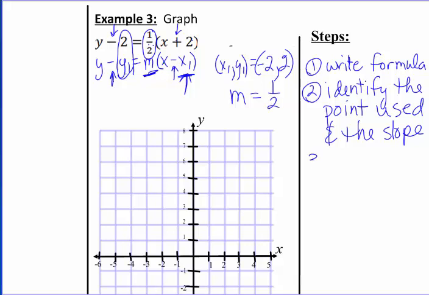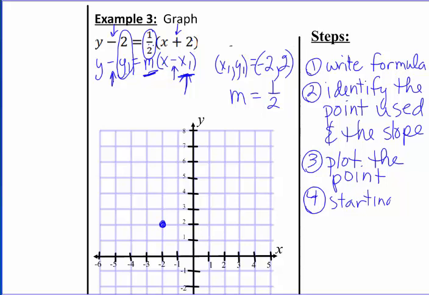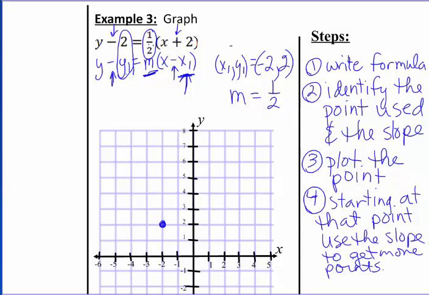So once you've identified the parts that you need, you're going to then plot the point. So it was -2, 2. So I plot the point. Then, starting at that point, you'll use the slope to get more points. So we're going to start at -2, 2.